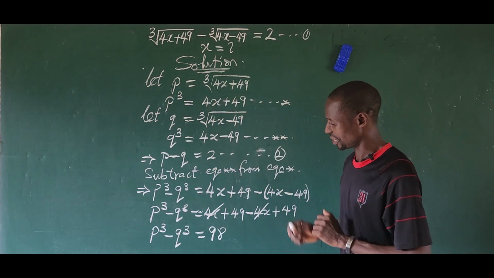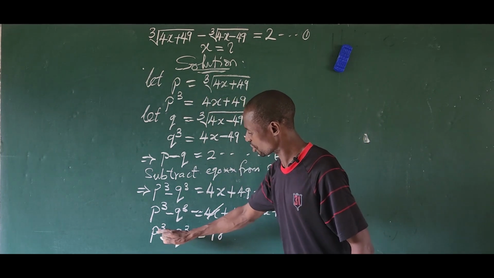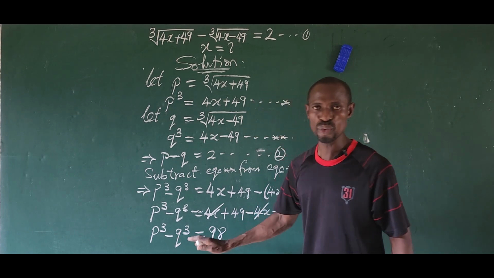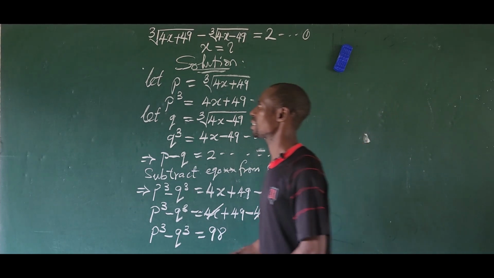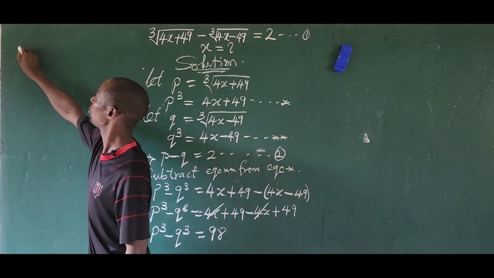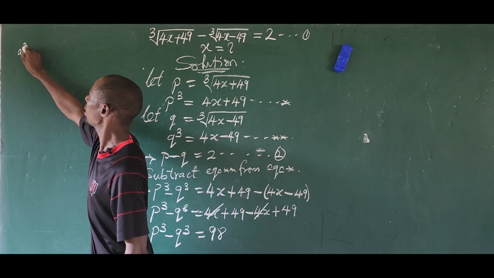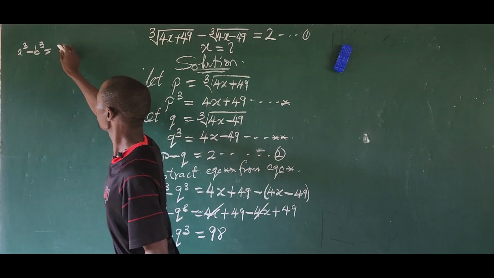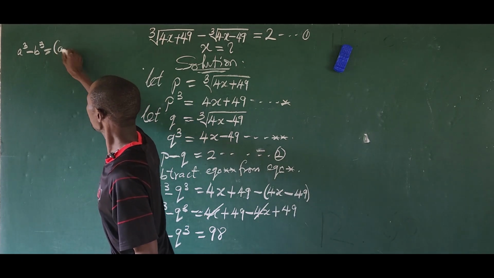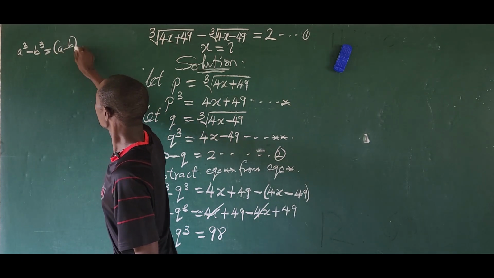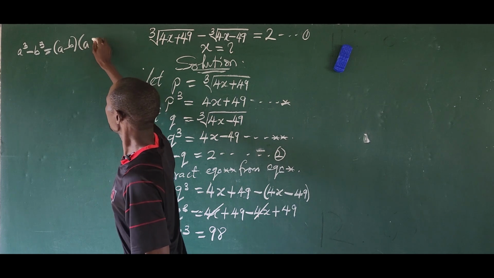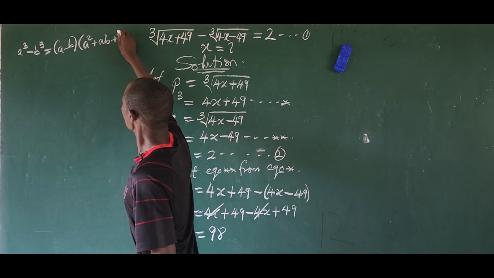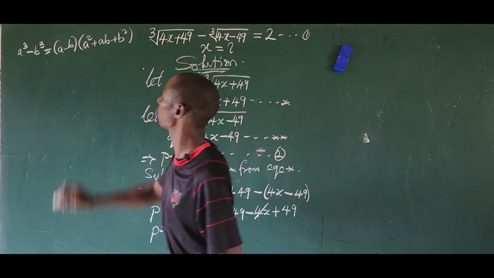Good. Now look at the expression we have on this side. This is what we call the difference of two cubes. What does it say? It says that if you have a to the power of 3 minus b to the power of 3, then we have bracket a minus b close bracket, bracket a squared plus ab plus b to the power of 2.